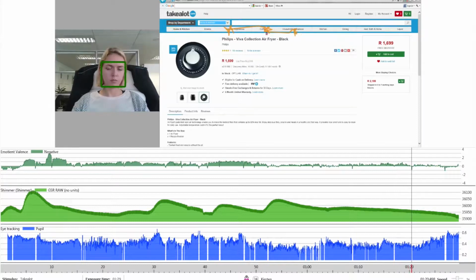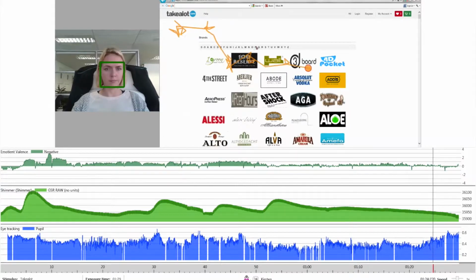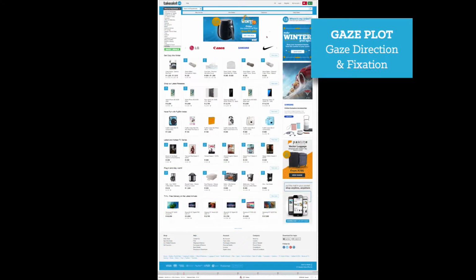We can then develop strategies to leverage these subconscious levers and ensure that we're pulling them in the right direction. These insights can then be represented as gaze plots, which show areas that are fixated on, as well as a navigation path that was followed on an individual level.